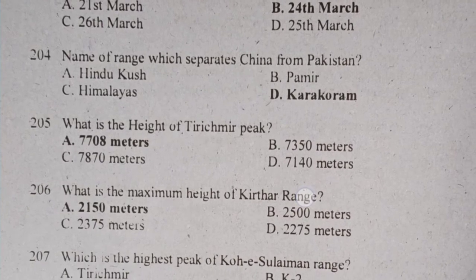Name of the range which separates China from Pakistan? Karakoram. What is the height of Tirich Mir Peak? 7,708 meters. What is the maximum height of the Kirthar range? 2,150 meters.